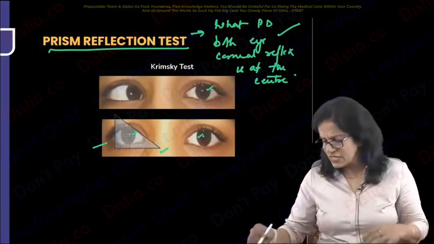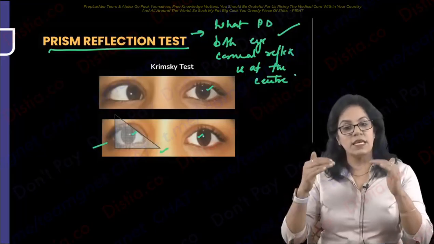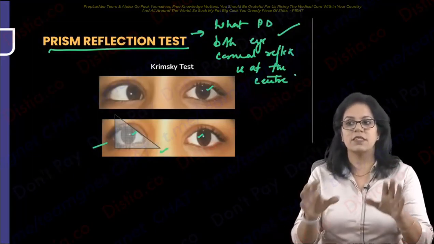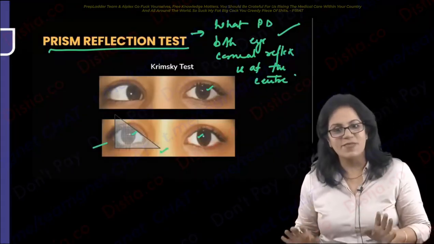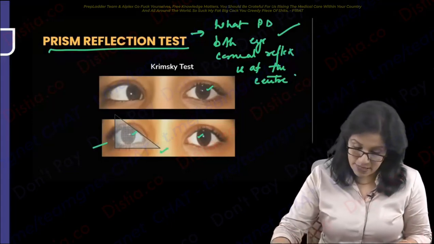Okay, it's not difficult to retain this: if I'm using the same prism, the same test, but instead of the squinted eye, this time I put the prism in front of the normal eye. Right? This is what is Krimsky. Okay, is there any other method?